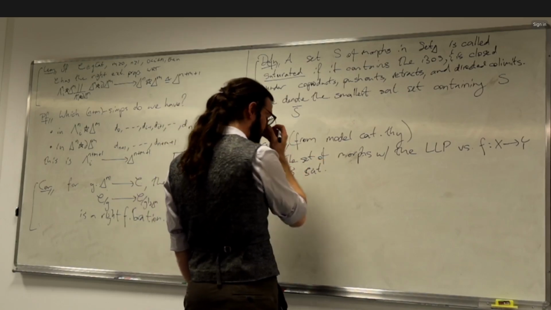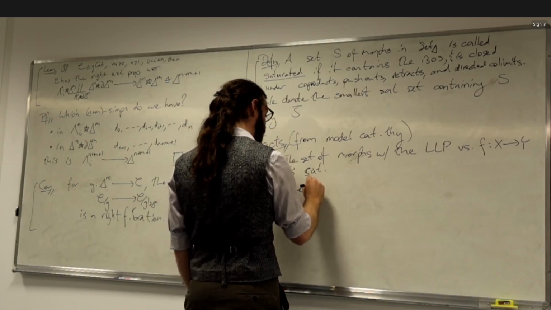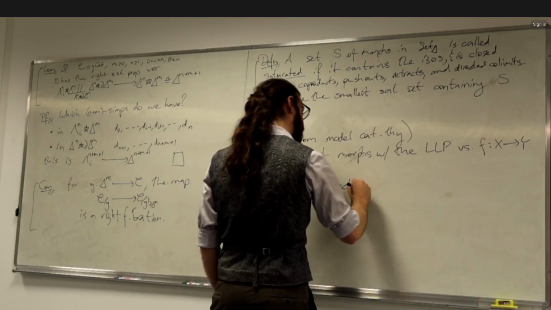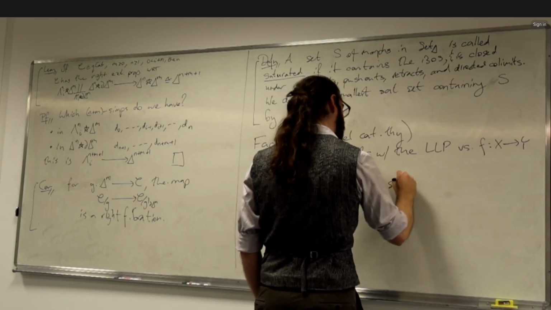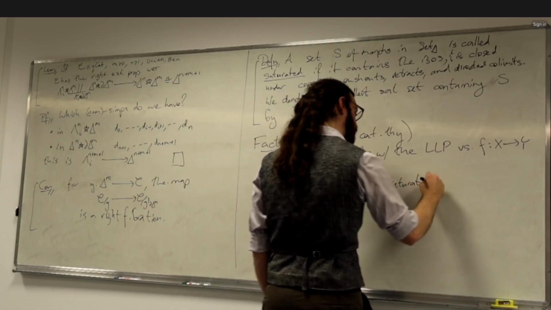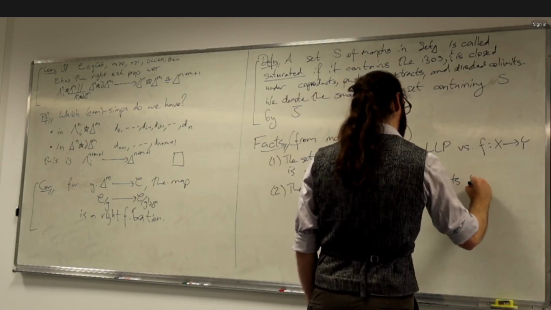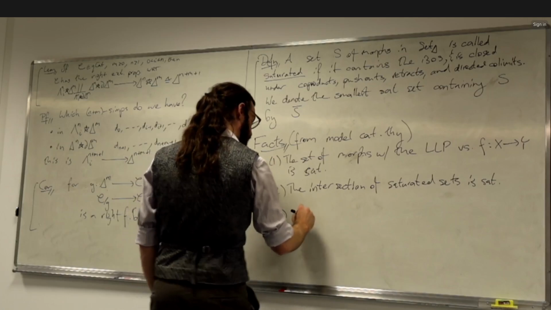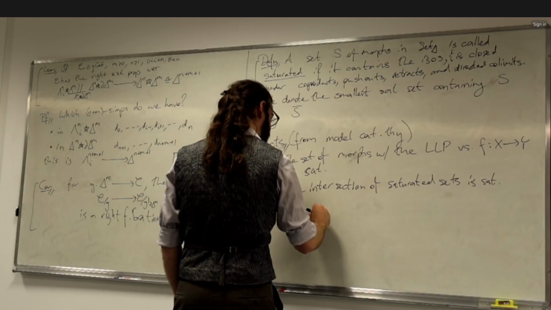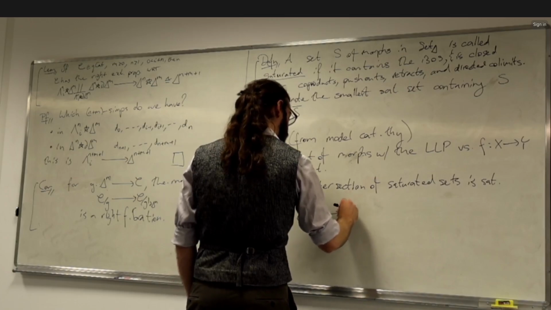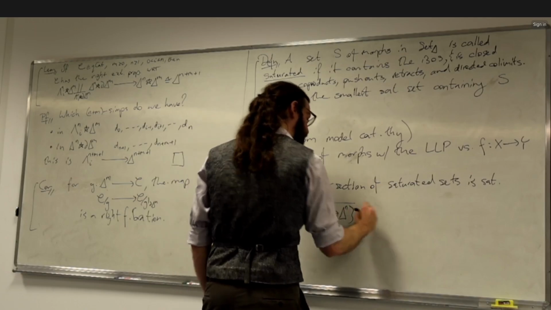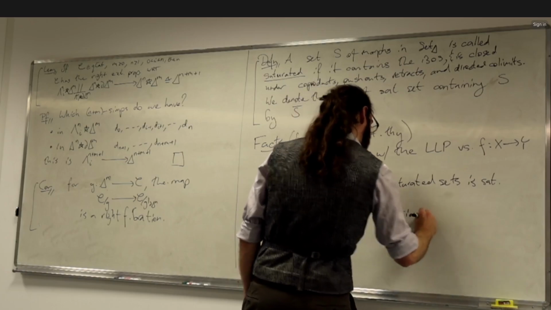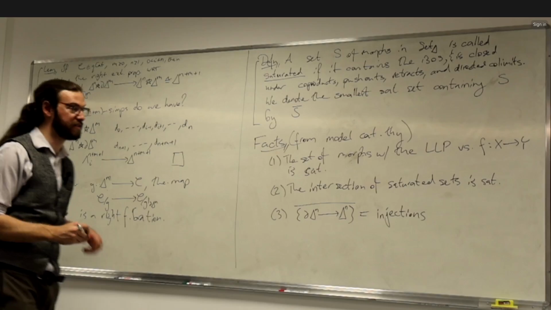2, and this is more or less immediate from the definition, the intersection of saturated sets is saturated. And 3, the smallest saturated set containing all of the boundary inclusions is the monomorphisms. That is, the injective maps of simplicial sets.